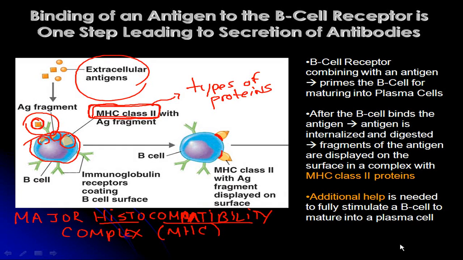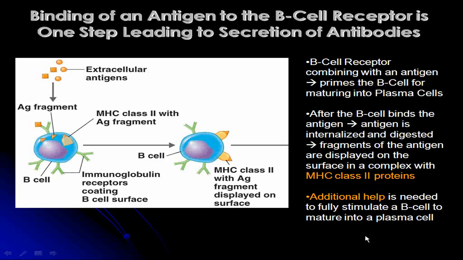But today we know that they actually have really important functions for the immune system that don't necessarily have to do with tissue rejection. And they're usually just called MHC. There's class 2 and there are class 1. We'll talk about what class 1 do later.